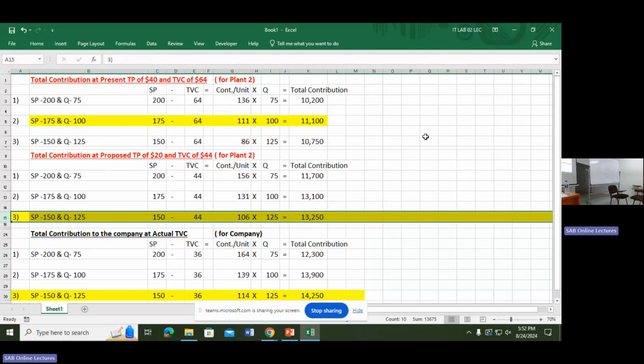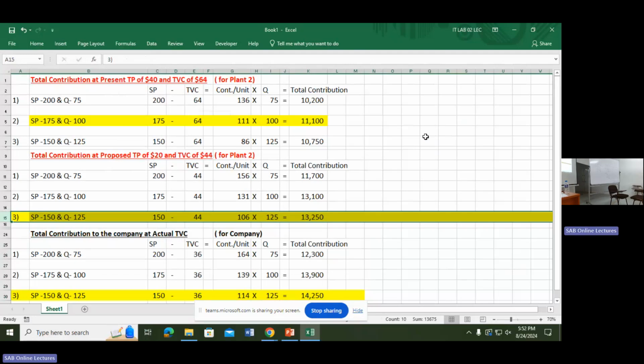By a complicated way, a simple approach. This is also possible. You are not calculating the actual contribution, but you compare the present and proposed difference. Okay, so plant 1 contribution increases while plant 2 decreases. The net has increased for the company.